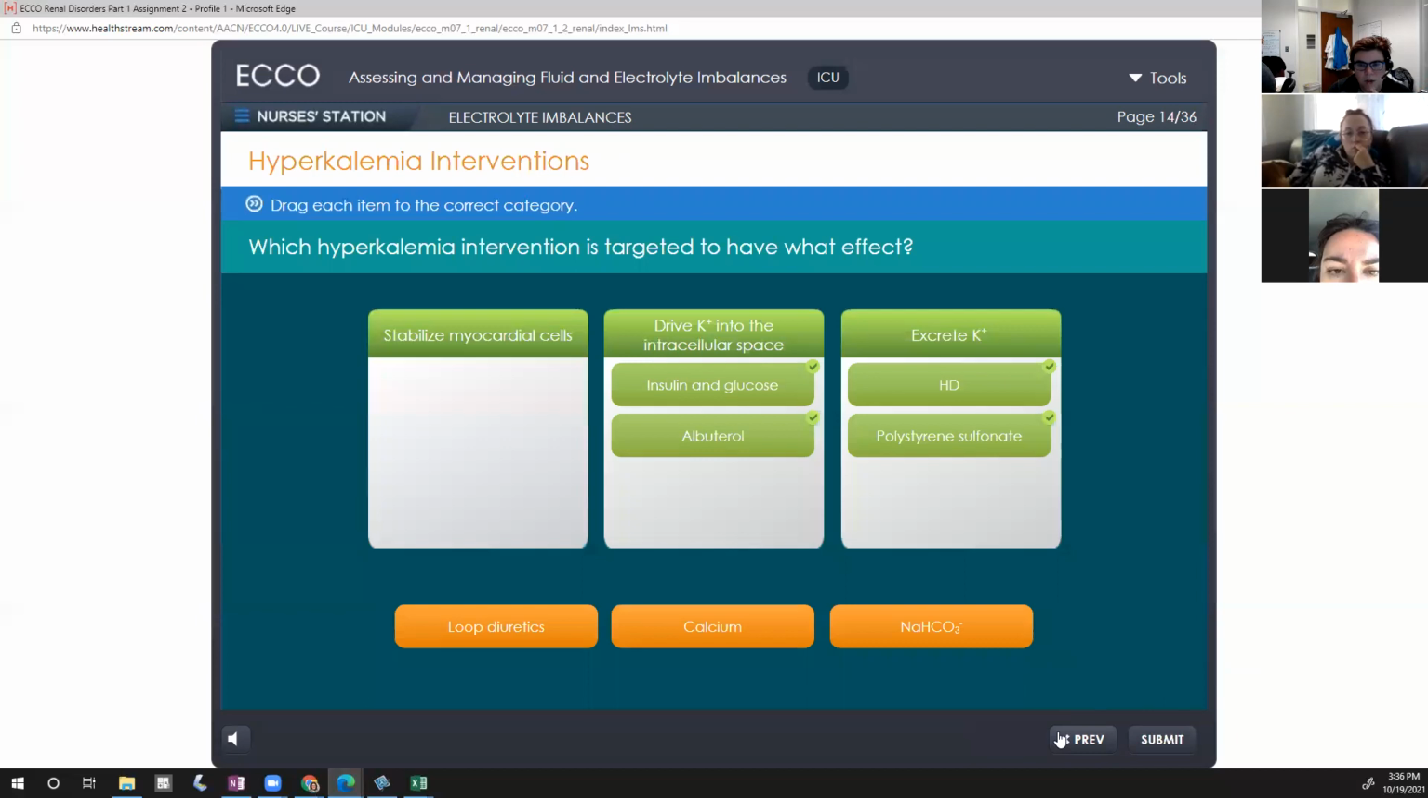Alrighty, so if I wanted to stabilize myocardial cells, do you think I'm going to use a loop diuretic, calcium, or bicarb? Calcium. Alrighty, and if I'm driving potassium into the intracellular space?